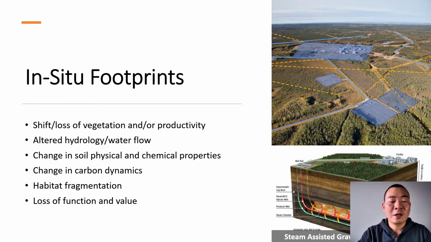The majority of Alberta's oil deposits are too deep for direct mining. Instead, it can be accessed only through in-situ extraction processes, such as the SAGD technique. This aerial photo shows a typical in-situ oil and gas facility with many well pads connected by linear features to a central processing facility. Collectively, these in-situ footprints fragment the landscape and can greatly affect vegetation, hydrology, soil, and carbon dynamics, leading to the loss of valuable functions of boreal peatland.